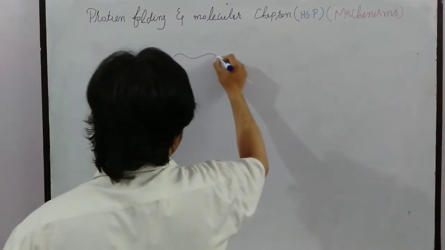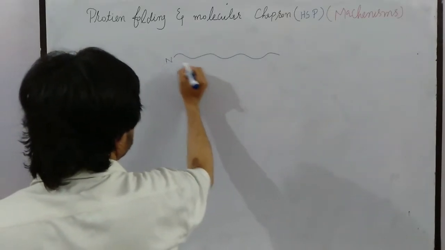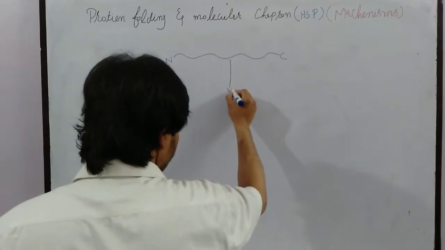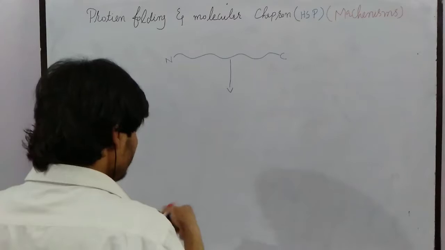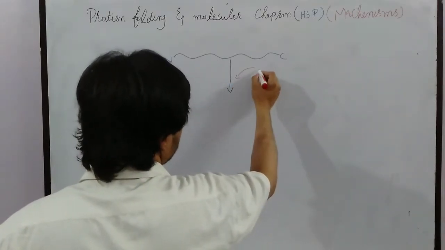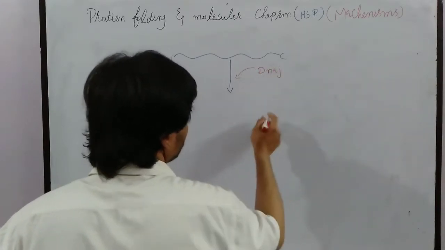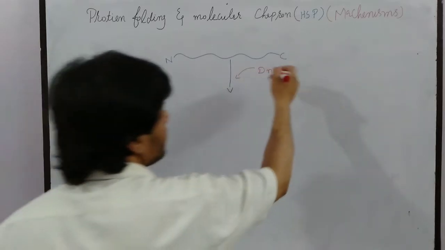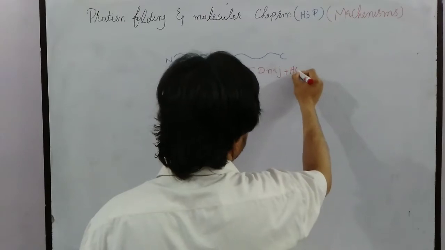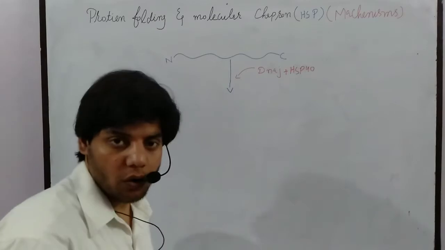Now, let's suppose this is the linear structure of the protein. As you can see, they have the N terminus and C terminus. In the first stage, two types of molecular chaperones are involved. First we have DnaJ. We call it DnaJ in prokaryotes, while in eukaryotes we have HSP40. So this is the first protein which is involved.